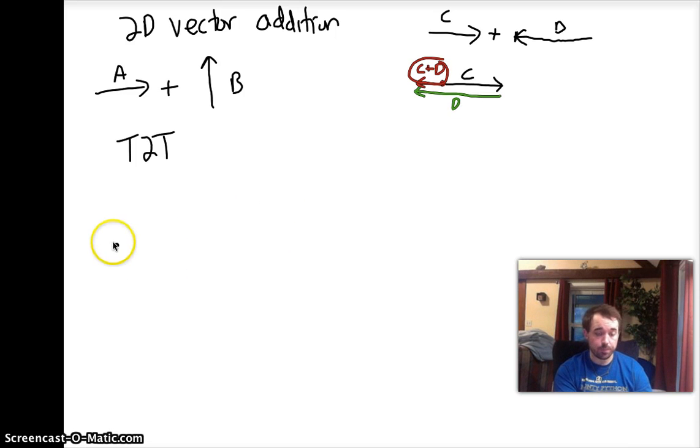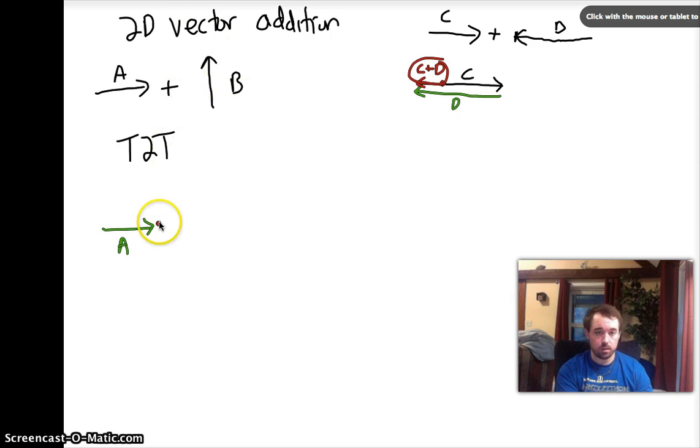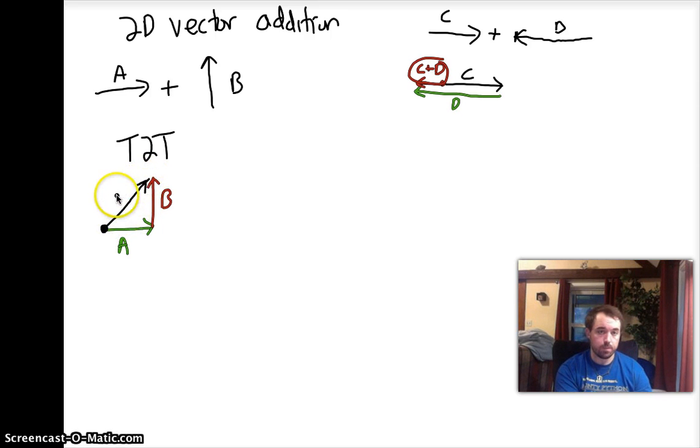So when we're drawing, we're going to take vector A. That looks like it's vector A. And we're going to go up vector B. So start at the tip of vector A, go up vector B. And then our result starts at the tail of A and points to the tip of B. So this we're going to call our result, which is vector A plus B.